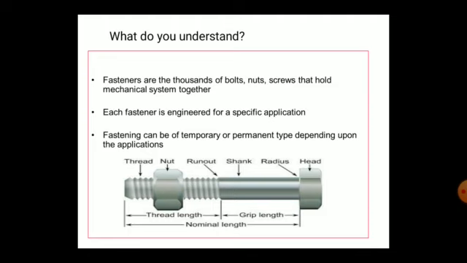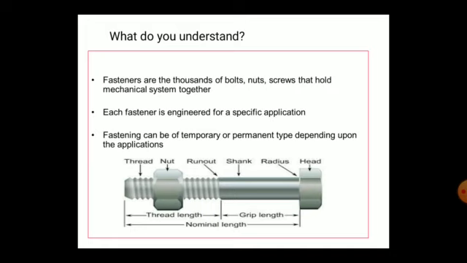Then, from the fundamentals, what do you learn basically? Fasteners are very simple. These are the thousands of nuts, bolts and screws that hold a mechanical system together. If you want to combine a mechanical system or hold it together for a temporary purpose, you can use fasteners. And in fasteners, basically nut and bolt are the temporary type.